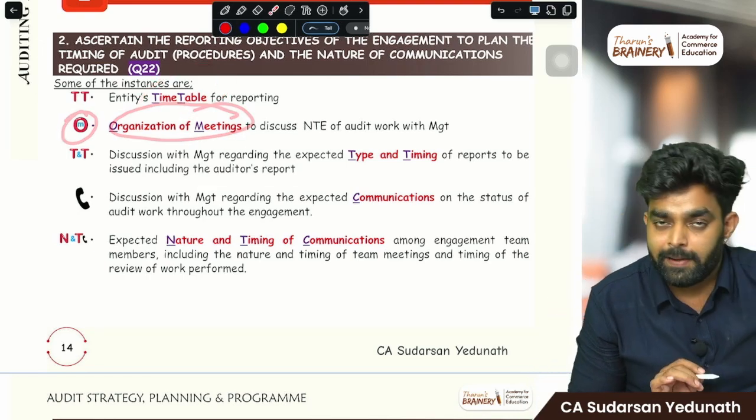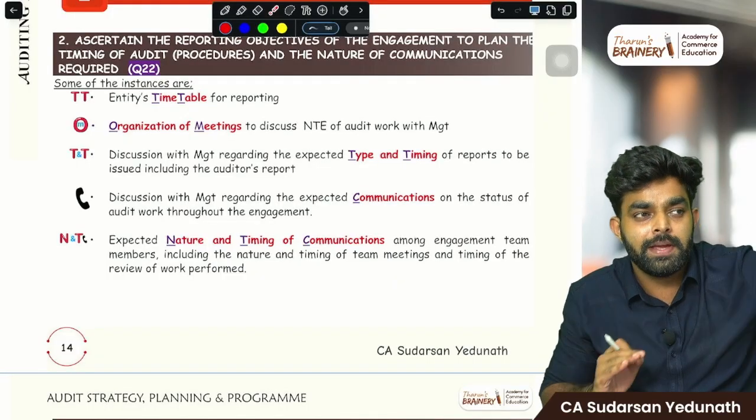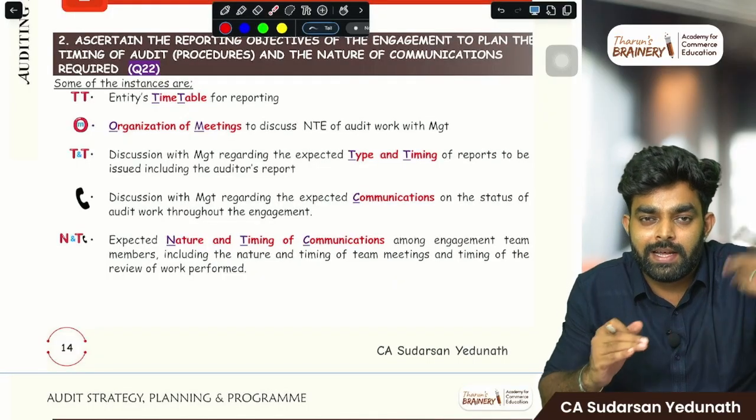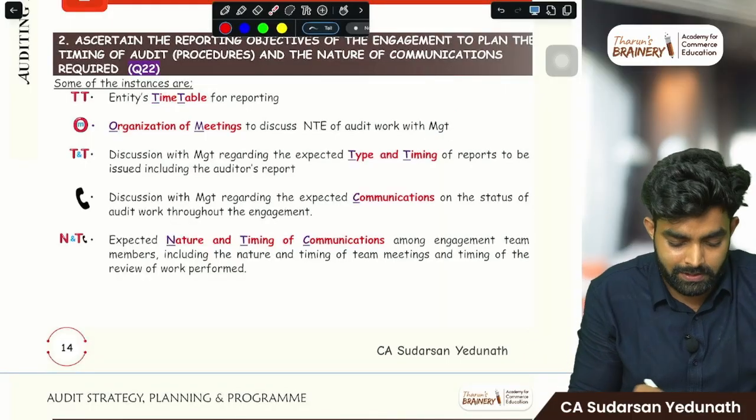Then organize meeting, OM. Organize meeting with the management. When you are doing the audit, you need to meet management once in a while and tell them what we are doing. If you want to discuss anything about auditing, everything.